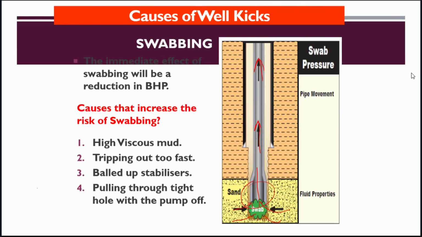So what is the correct method? You should run in hole slowly, and if you are pulling out of hole, that operation also you have to do slowly, and you have to monitor your well on trip tank to see if there is any loss or gain from the well. Then only you will come to know if your well is flowing or everything is under control.